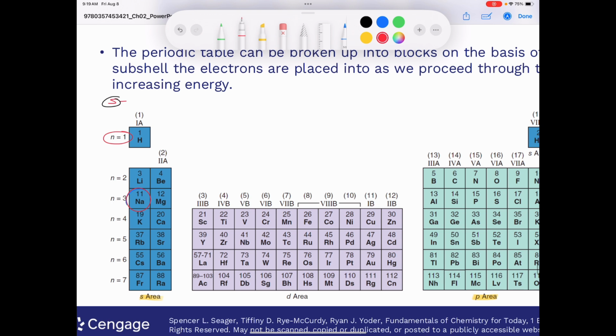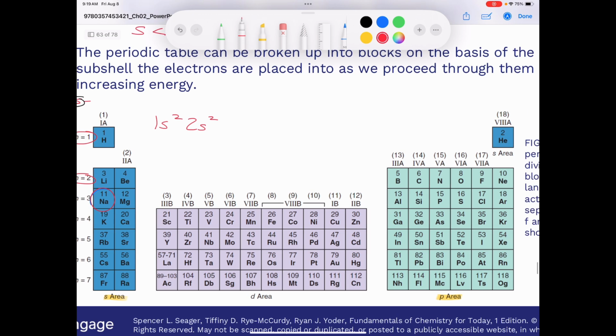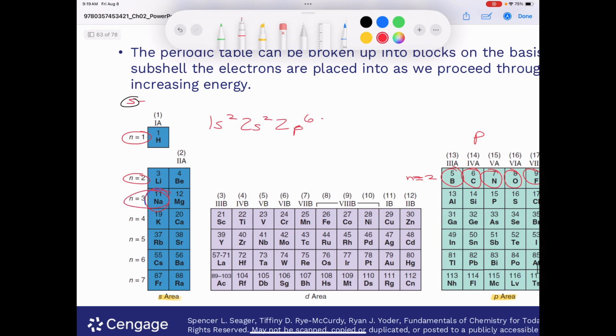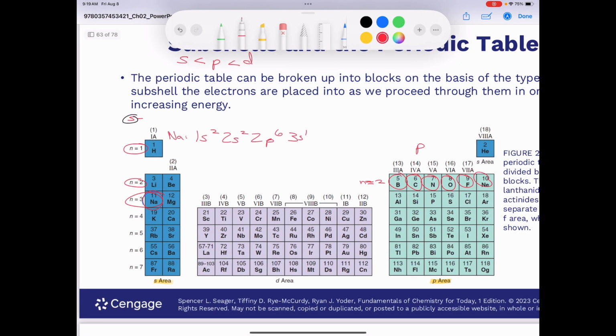So we start with n is equal to 1, 1s2. Then we go over to n is equal to 2, 2s2. That's only 4 electrons. Sodium has 11, so we've got a few to go. Then we go over to n is equal to 2, but now we're in the p block. So we've got 2p, 1, 2, 3, 4, 5, 6. So we've got 2p6. And then we come down to 3s1. Okay, good. But for the noble gas electron configuration, the shorthand, we look for the noble gas that precedes, comes before sodium.